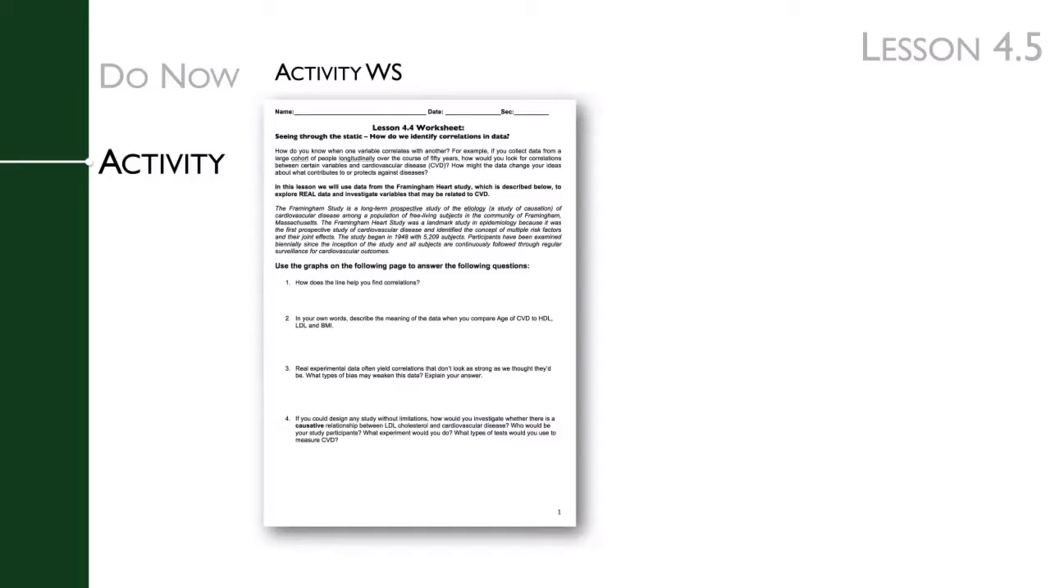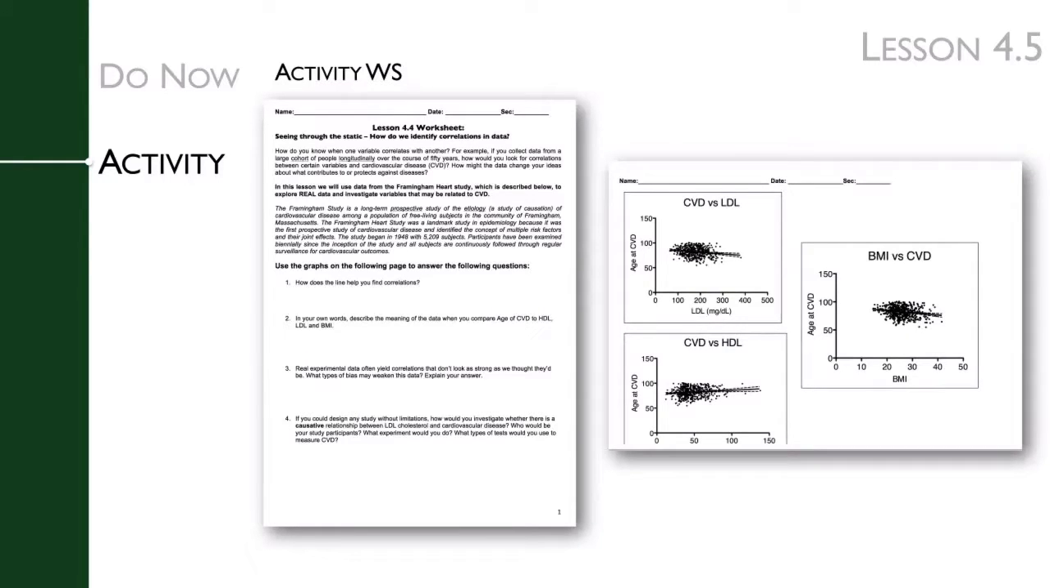Each student should be given an activity worksheet that includes 3 graphs of data from the Framingham Heart Study. These graphs are the age of cardiovascular disease against blood LDL concentrations, age of cardiovascular disease against blood HDL concentrations, and the age of cardiovascular disease against BMI. Note that the data depicted in the graphs are not corrected for anything, and it is real data.